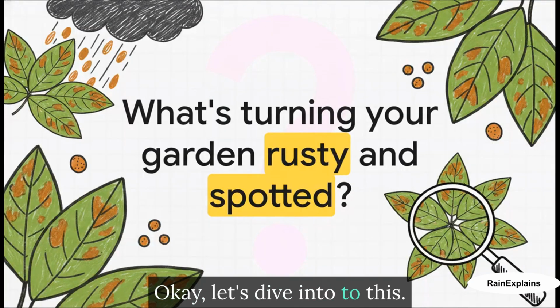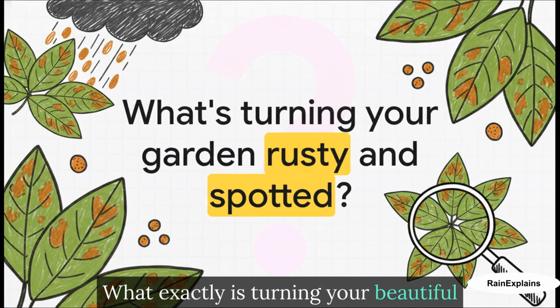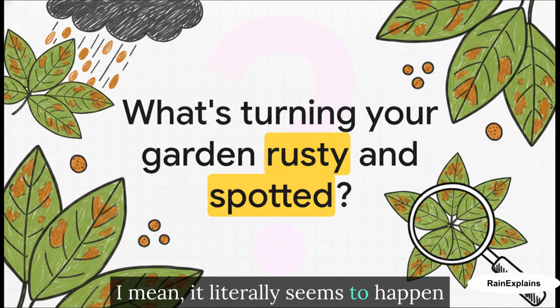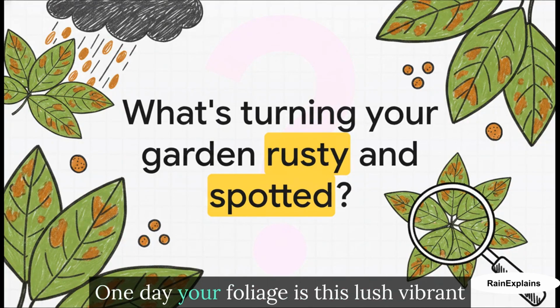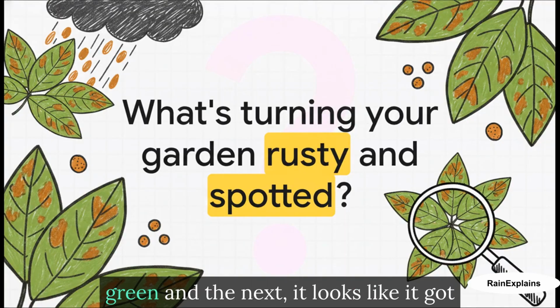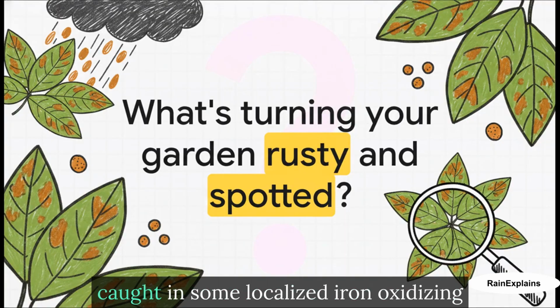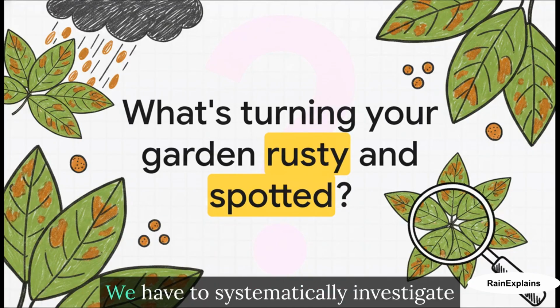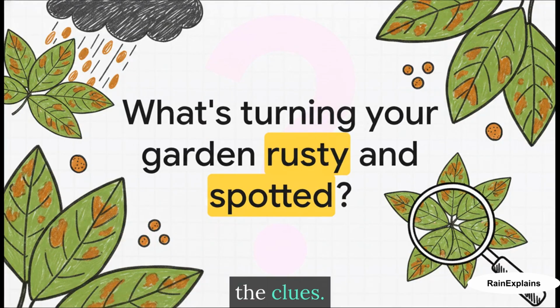Okay, let's dive into this. What exactly is turning your beautiful garden into a rusty, spotted mess? I mean, it literally seems to happen overnight, doesn't it? One day your foliage is this lush, vibrant green, and the next, it looks like it got caught in some localized iron-oxidizing rainstorm. To solve this mystery, we can't just react blindly. We have to systematically investigate the clues.